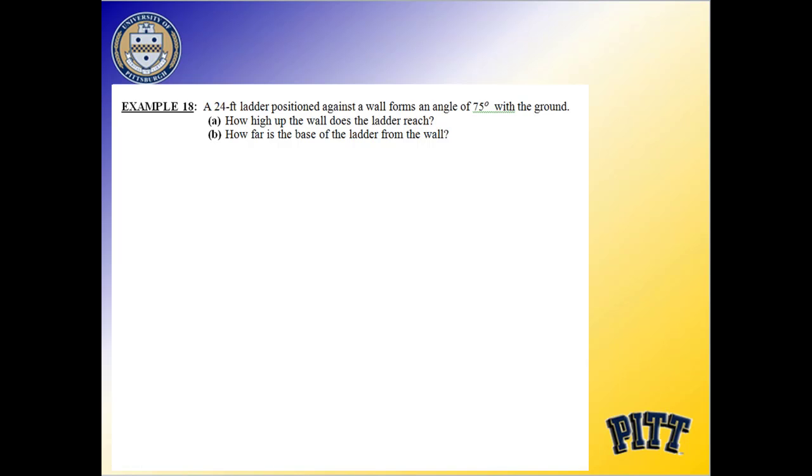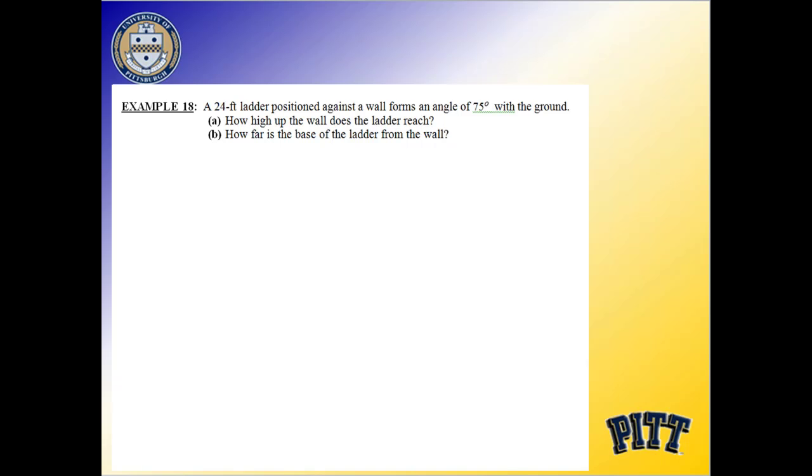I don't think you'd ever get through a trigonometry class, or any class that goes through trigonometry, without dealing with a problem that deals with a ladder leaning against a wall. So, example 18 here: we have a 24-foot ladder positioned against the wall that forms a 75-degree angle with the ground.